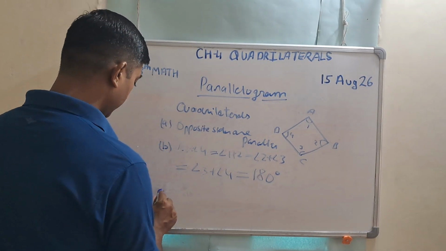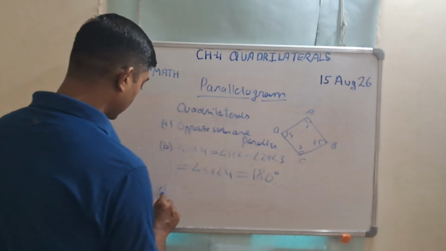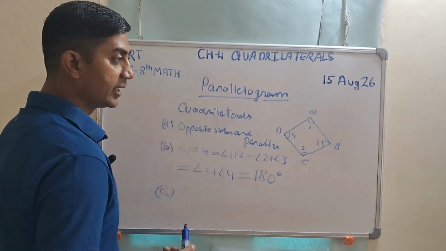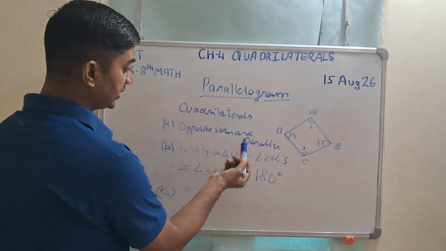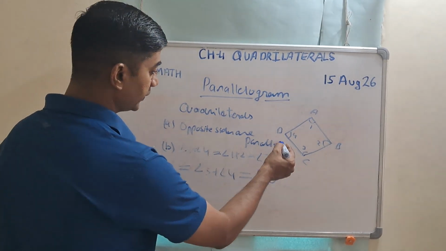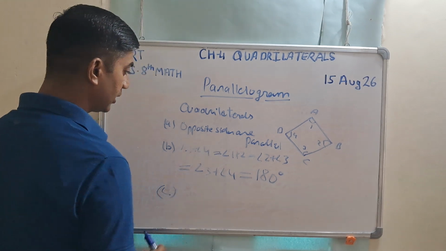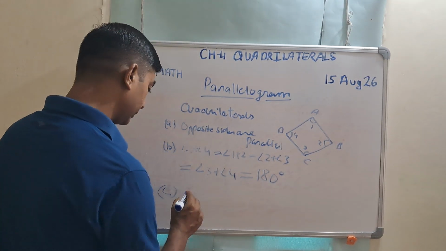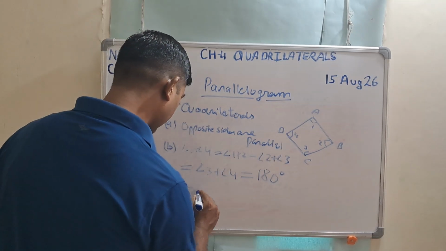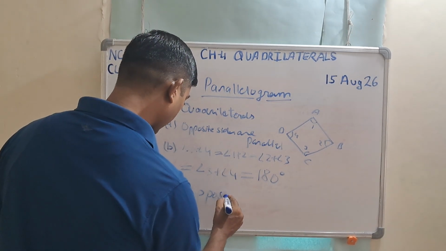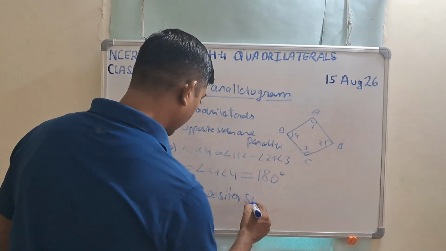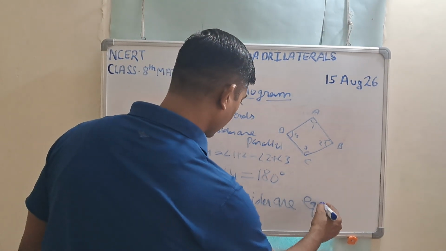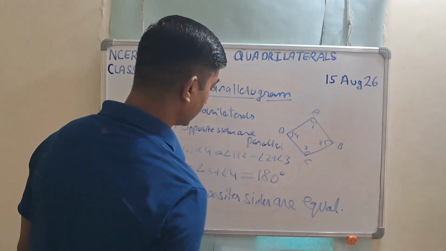And what was the third point? Point number C, that opposite sides are equal. See, opposite sides are parallel is point number 1 which we have studied, and opposite sides are equal, that we have also studied. Opposite sides are equal. Understood?